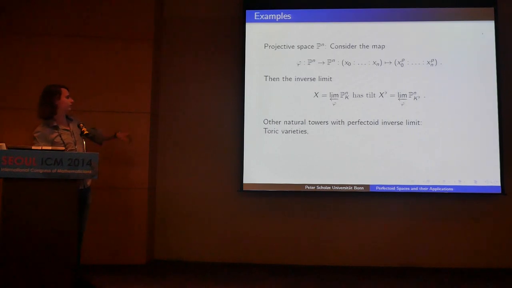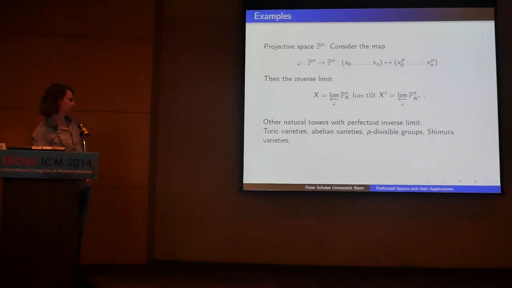So there are some examples where you can just copy the procedure here. For a toric variety, you can do exactly the same thing as for projective space or the affine line. For abelian varieties, it's also usually possible to write down a lift of Frobenius. And so you get relations between abelian varieties of different characteristic. Also for p-divisible groups, if you like. In all these three cases, you can also describe explicitly what the tilt is.